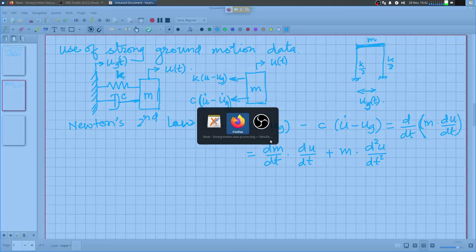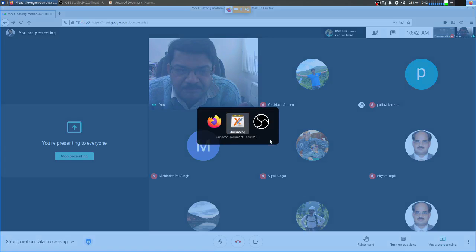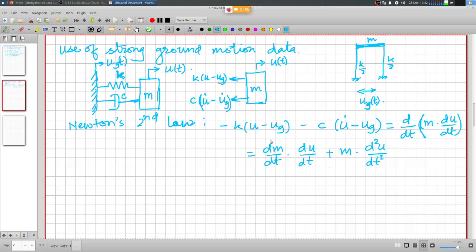Now in the case of civil engineering structures, we are fortunate that the mass does not change with time. We are dealing with mass invariant systems. So this term vanishes. Time invariant mass.